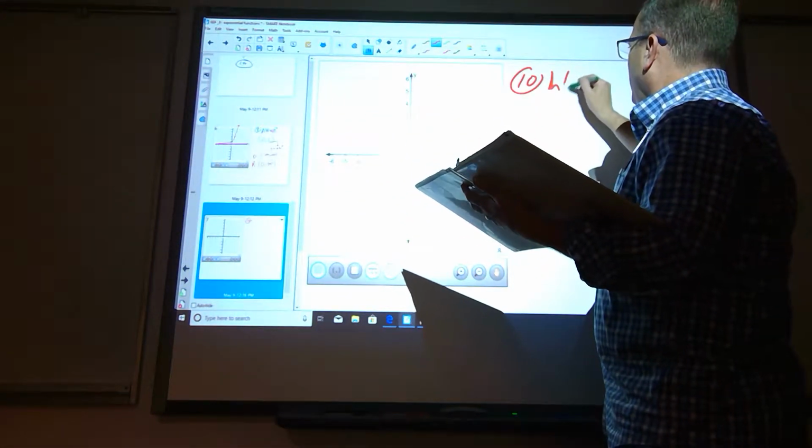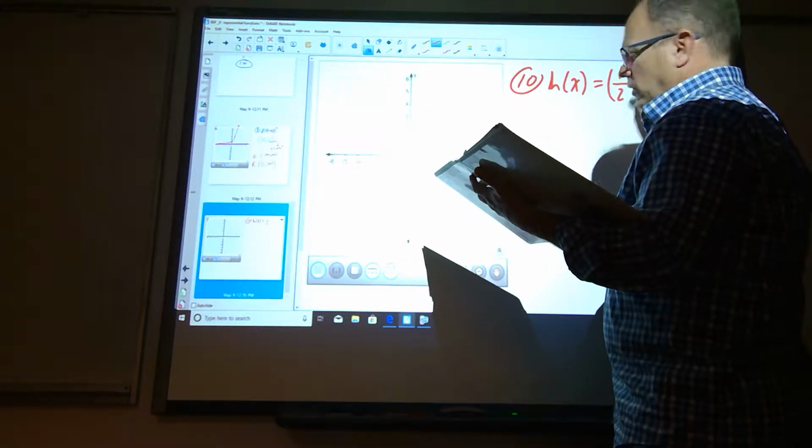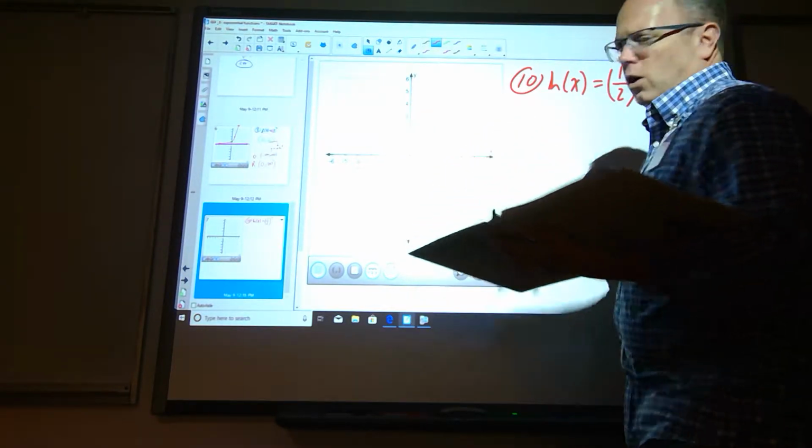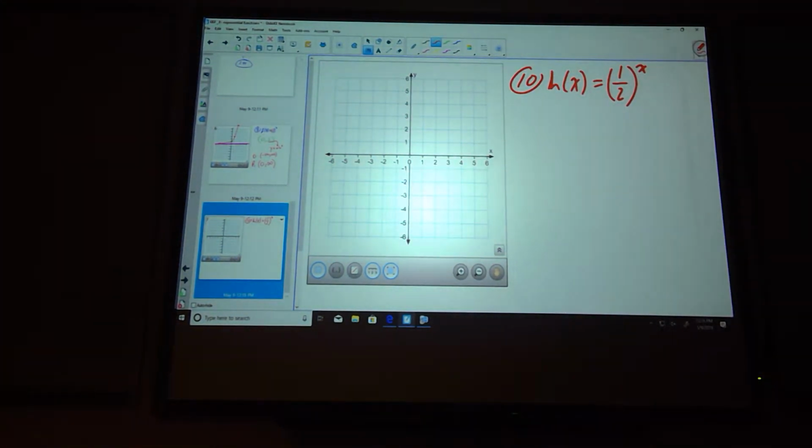h of x. Hey, is h of x the same thing as y? Yes, it's just a fancy way of writing it. So if we just look at it, do we know it's exponential? If so, why is it exponential? What's my exponent? x. So is it exponential? What if my exponent was 7? Then it's not. And that's the big thing right there.